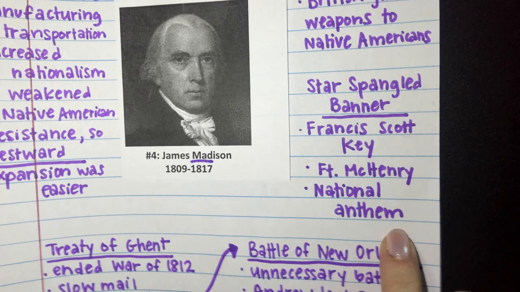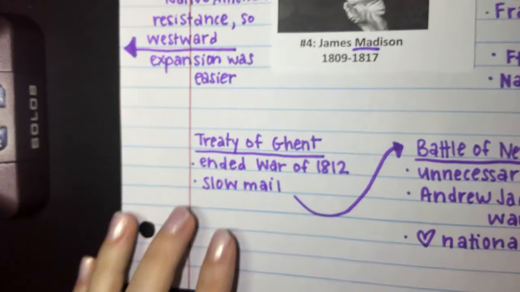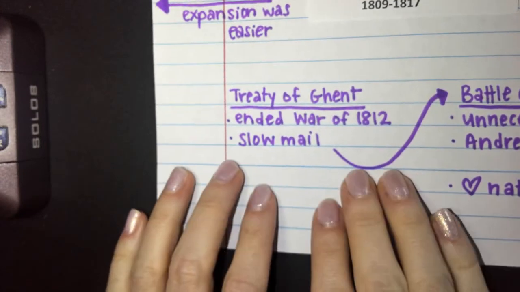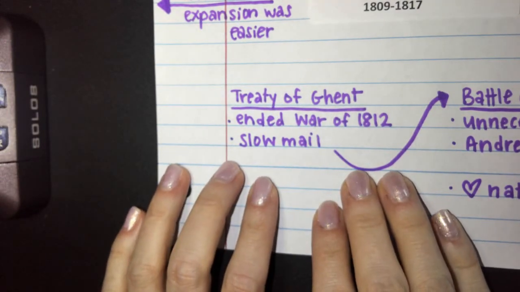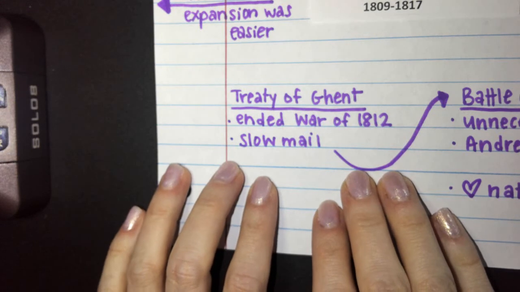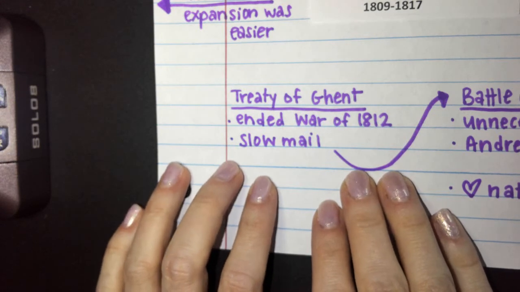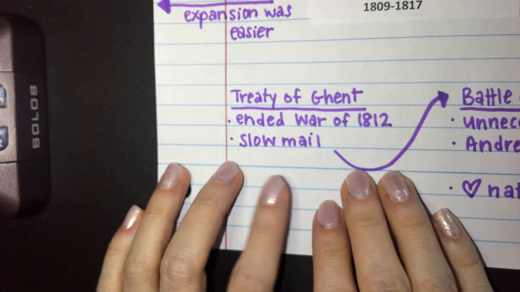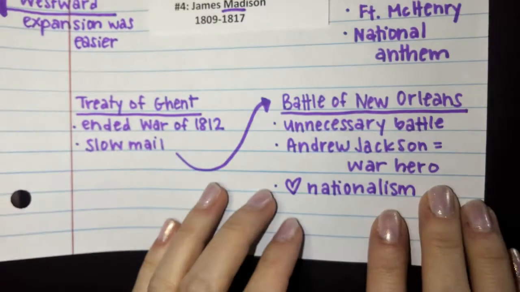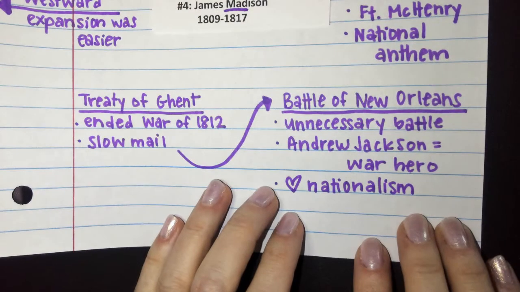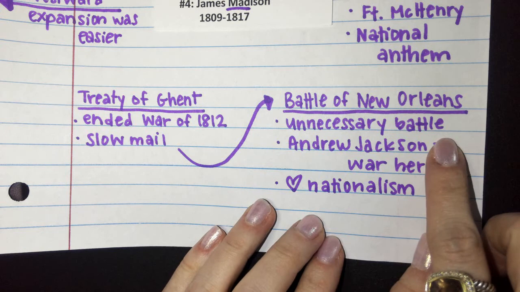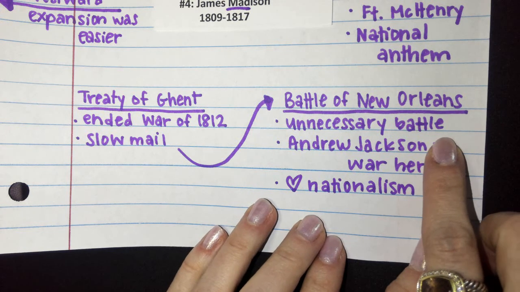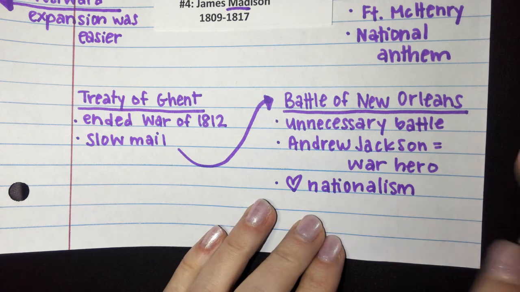Okay? Well, at the end of 1814, the Treaty of Ghent was signed, and this officially ended the War of 1812. But slow mail is back, and it takes 2 months for news to travel to America, specifically down to New Orleans in Louisiana. So, the Battle of New Orleans was fought in January of 1815, and it was a completely unnecessary battle because the Treaty of Ghent had already been signed. But the British and the Americans down in Louisiana had no clue.